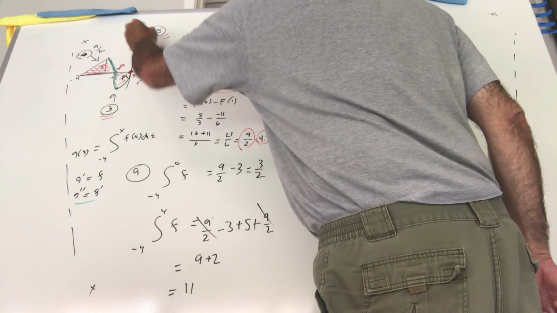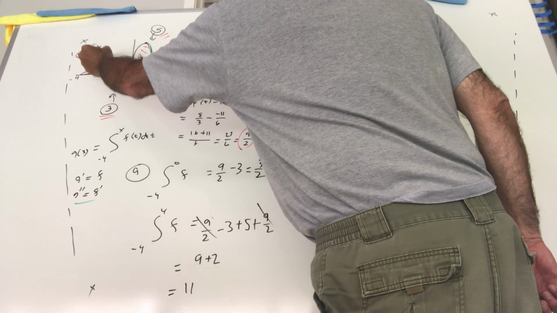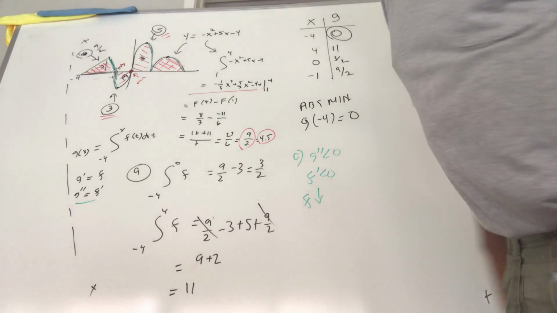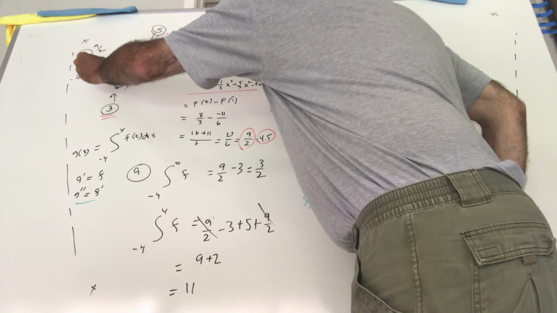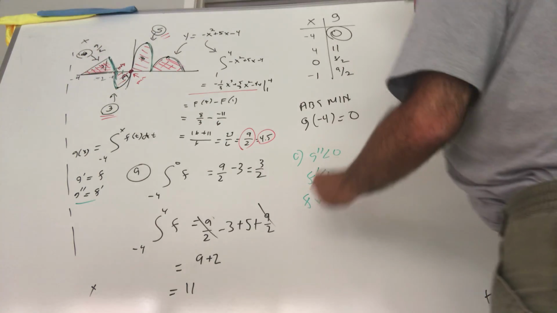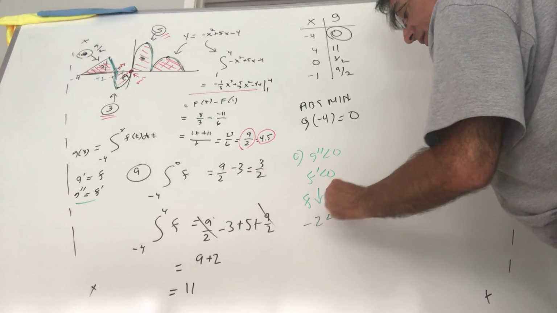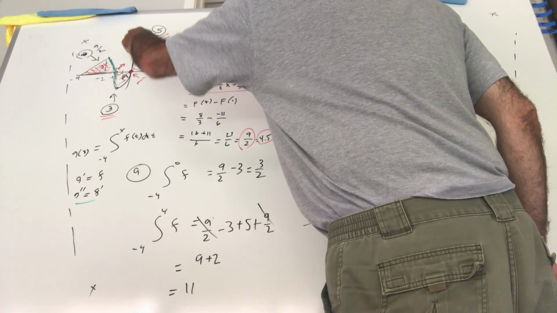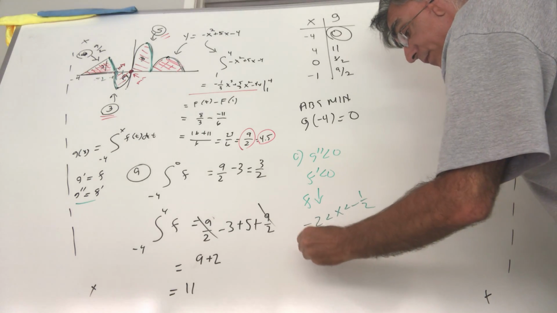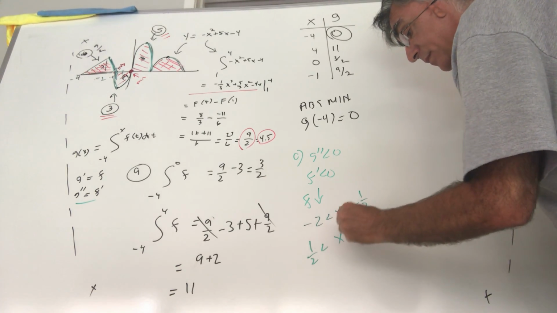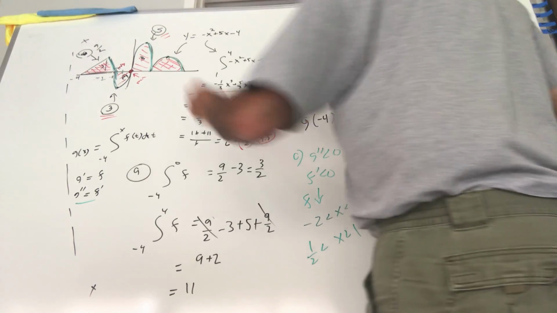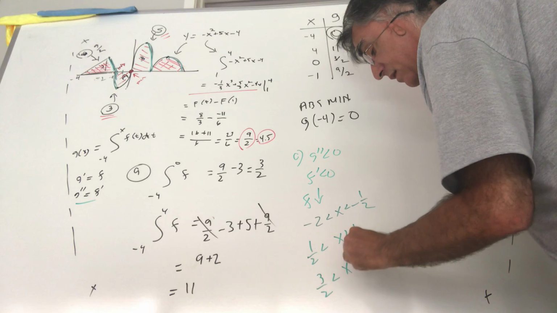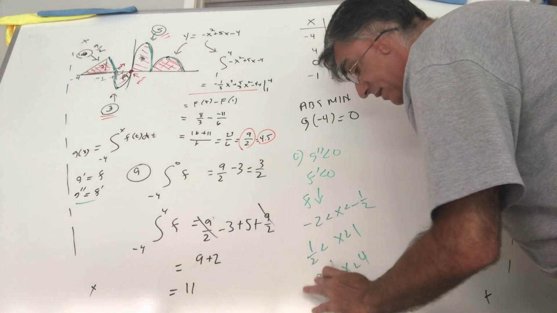Here, here, and here. So what was that? -1/2 to -2 here. I think this is -2 to -1/2. And then there's another interval where it's decreasing here from 1/2 to 1. And then there's another one here. What is that? 3/2 to 4. Or is that 5/2?